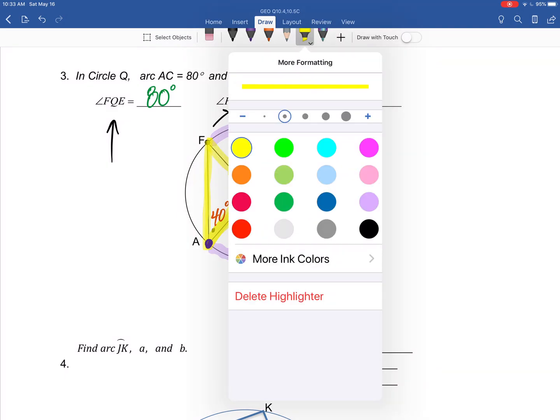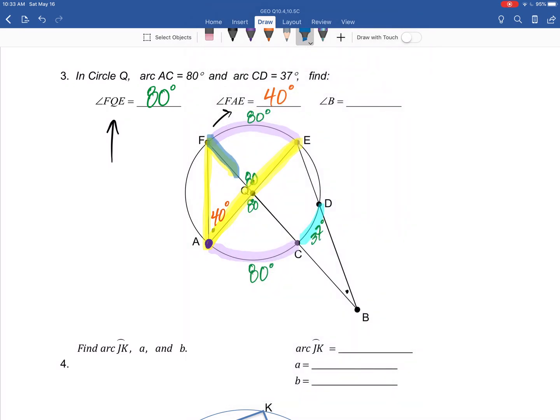I want a dark blue. There we go. Good. Take a look here and here. Those are two secants. You're looking at the 10-5 formula sheet. When you have two secants, the angle right here is equal to the big arc minus the small arc. Let's set it up.